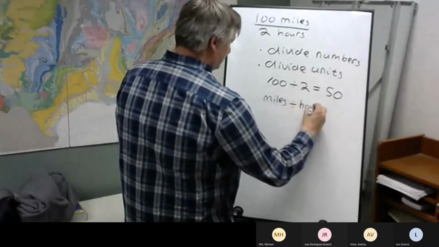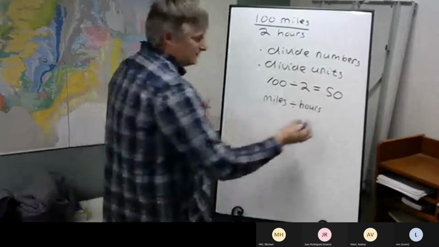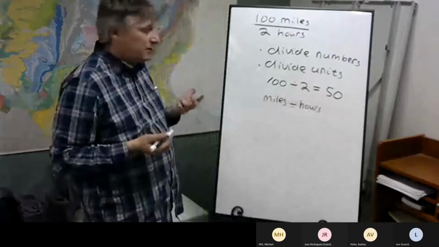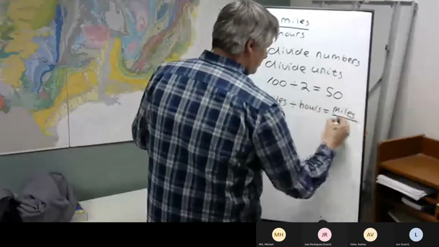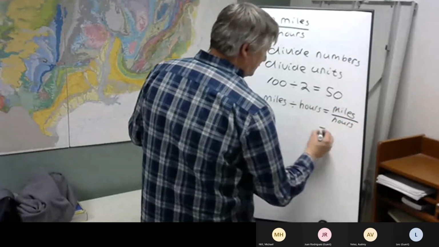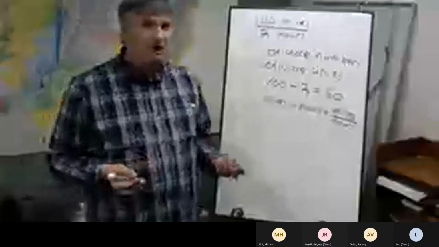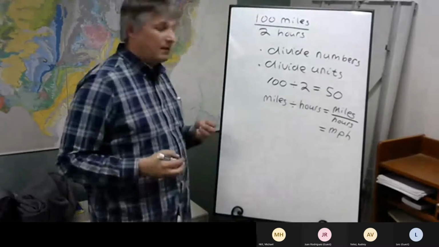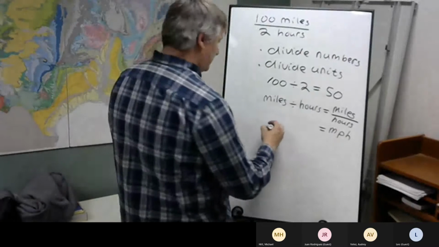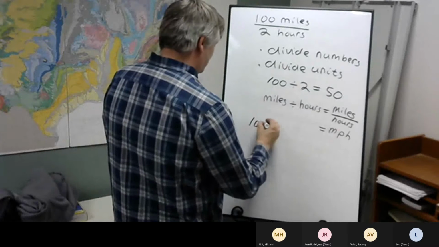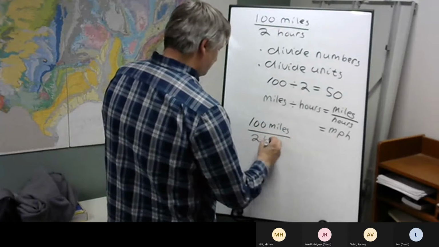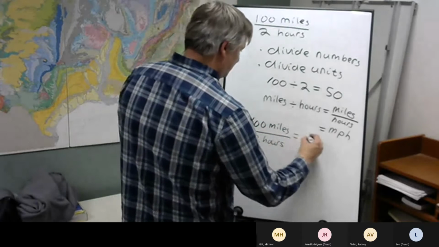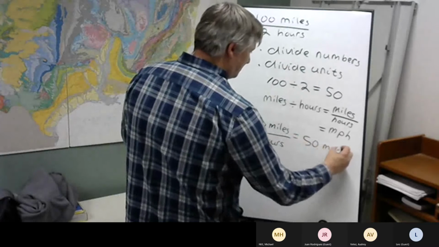Miles divided by hours, well, it's not going to do much. We're just going to get miles divided by hours, and we can represent it as a fraction. So it doesn't really do all that much. But we actually have a special term for this. We have miles over hours, and we call it MPH, miles per hour. And so when we put it all together, 100 miles over 2 hours is going to be 50 mph.